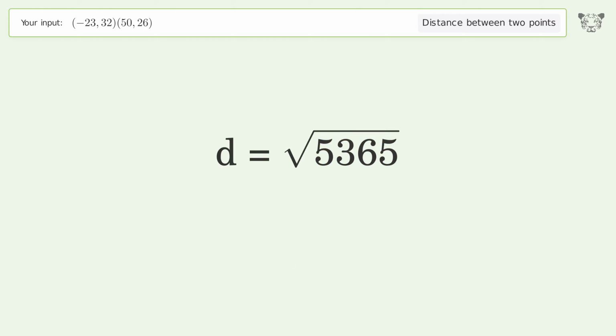And so the distance between the 2 points is the square root of 5,365 or 73.246.